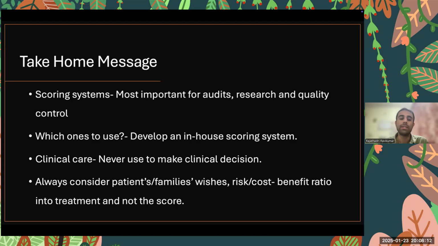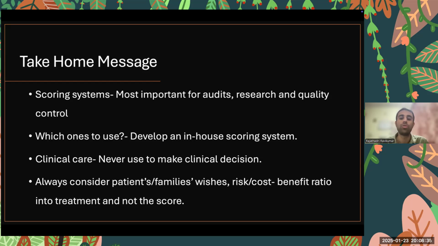So take home message: scoring systems are most important for audits, research and quality control. Which ones to use? Ideally develop an in-house scoring system depending on the feasibility, depending on the cost and ease of use. You choose whichever scoring system is feasible.